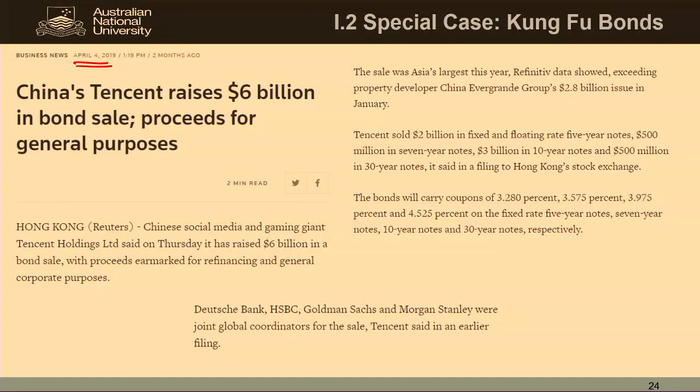And we can see what are some of the features. It's $6 billion in US dollars. And we can see the interest rate features on this bond. So $2 billion in fixed and floating rate 5-year notes, $500 million in 7-year notes, $3 billion in 10-year notes, and $500 million in 30-year notes.